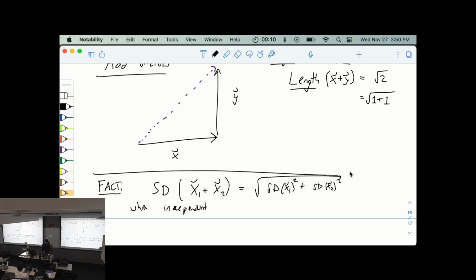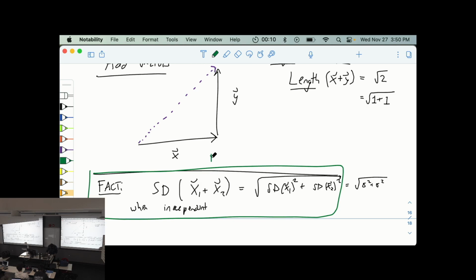And in our case, if both of these things were sigma, you get sigma squared plus sigma squared. Hold on. This part can be the fact. This is like the Pythagoras formula for standard deviations. Pythagoras for standard deviations.